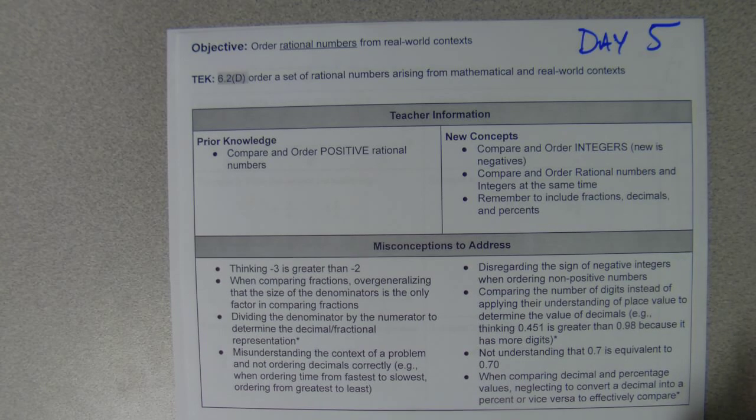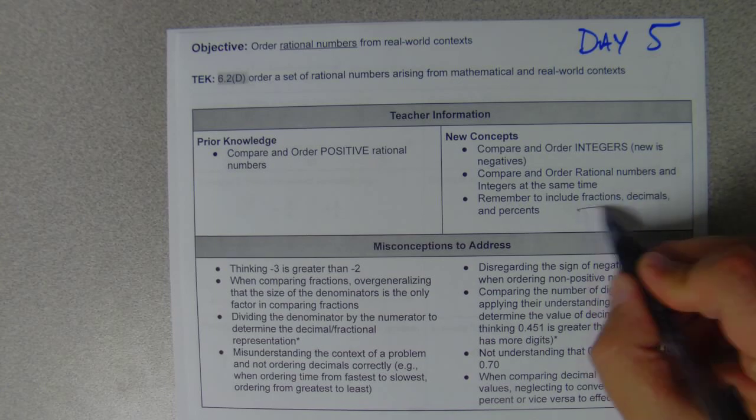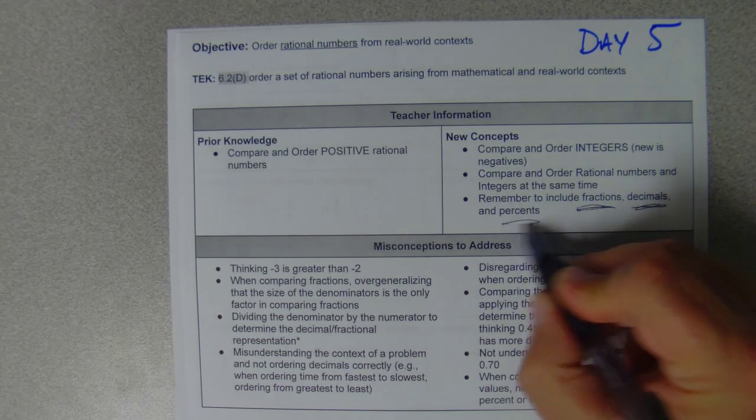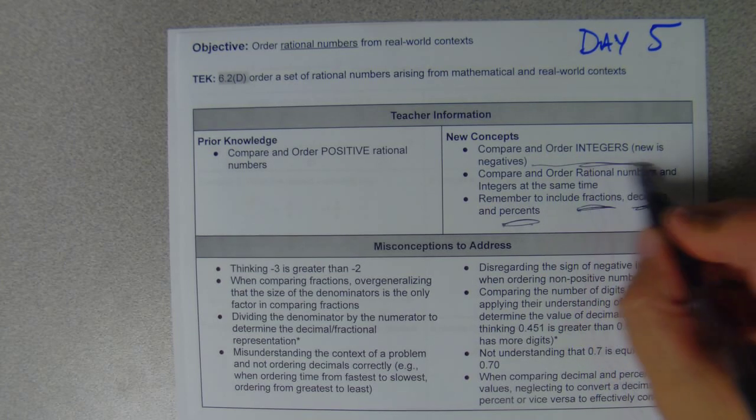Hello, this is the TEAK objective of ordering rational numbers from real-world context. It's day 5. 6.2d, order a set of rational numbers arising from mathematical and real-world context. Ideally, we'll be including fractions, decimals, and percents, and an introduction of negatives.